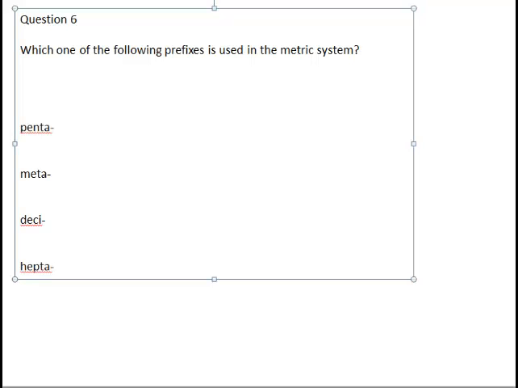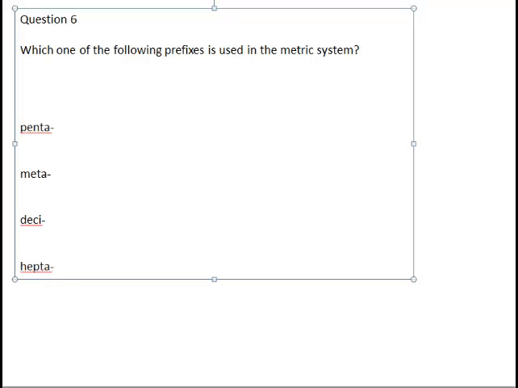Question 6 here is just a knowledge question. And you're going to see one of these on the exam: which one of the following prefixes is used in the metric system, or which one of the following is not used. And you just want to identify it. You can go down the list if you don't know, but what is used? Penta, meta, deci, or hepta.